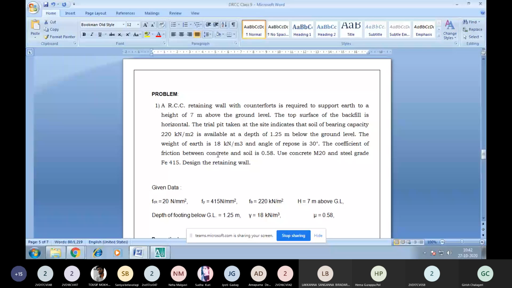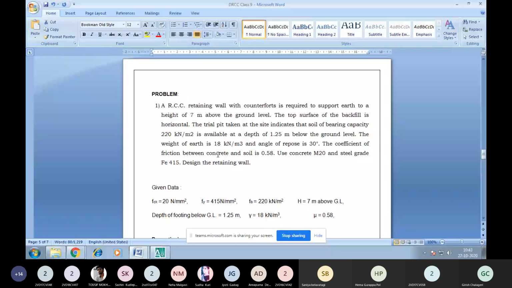The weight of the earth is 18 kilonewton per meter cube, and the angle of repose is 30 degree. That is the internal friction of the soil, which will be 30 degree. The coefficient of friction between the concrete and the soil is given as 0.58, that is the mu value. Here we are going to use M20 grade concrete and Fe415 steel. We need to design all the components of the retaining wall connected with this.